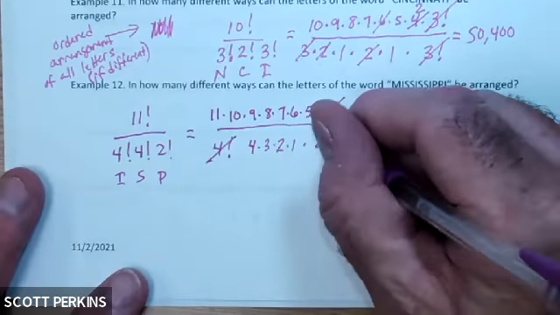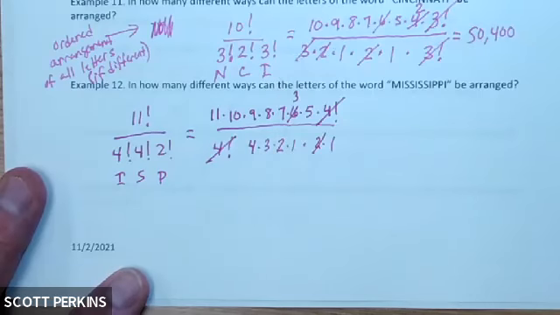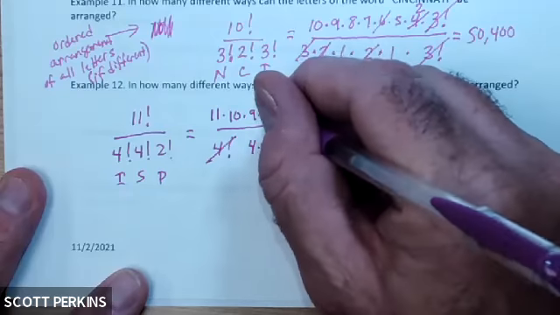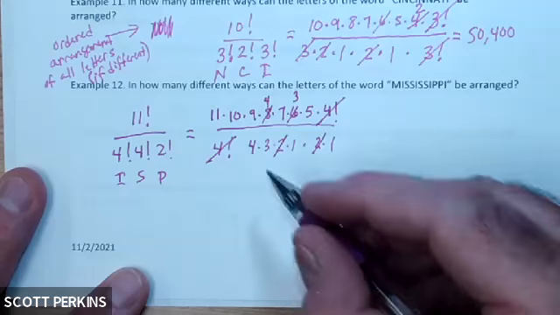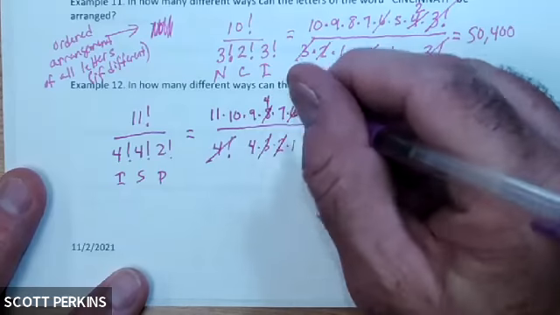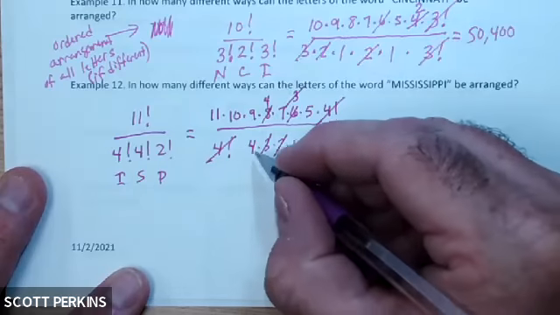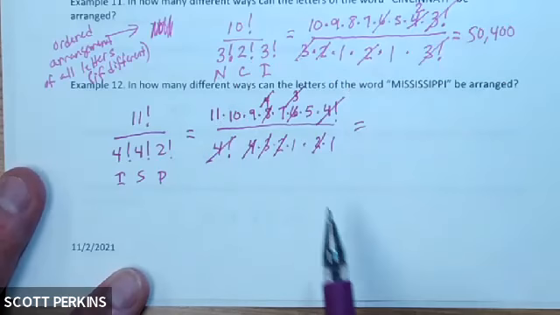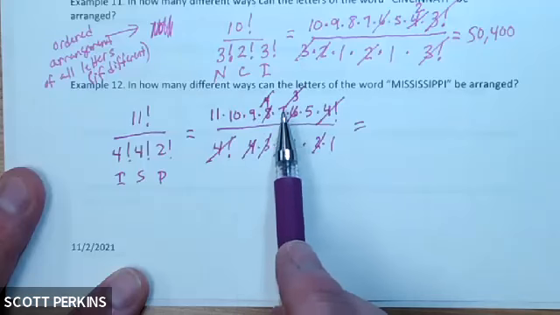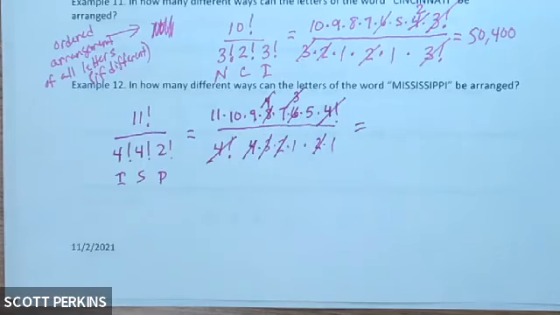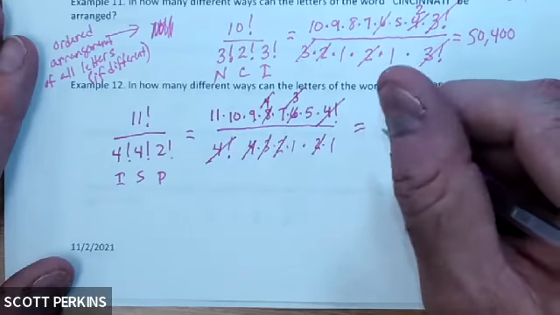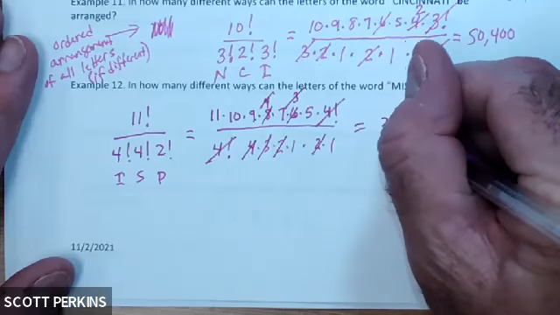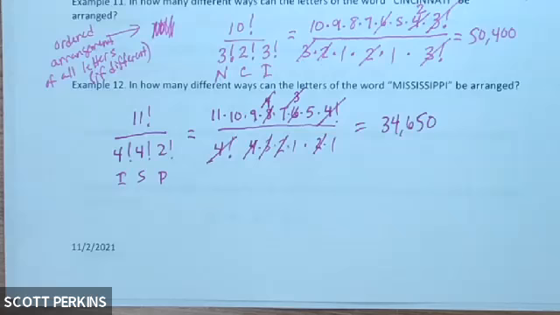So 2 goes into 6 and leaves 3. This 2 goes into 8 and leaves 4. 3 goes into 3, so I'm going to cancel both those 3s. And then 4 goes into 4. Great. That makes things nice and relaxed. So the answer to this is going to be 11 times 10 times 9 times 7 times 5. And what do we get when we do that? 34,650 sounds delightful to me. All right, so let me pause. Let me stop the recording.